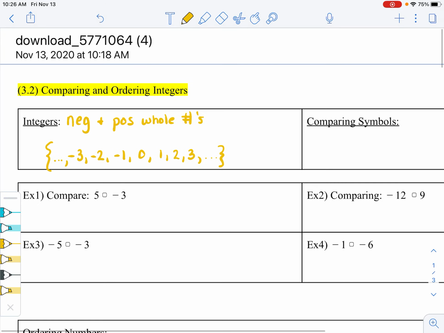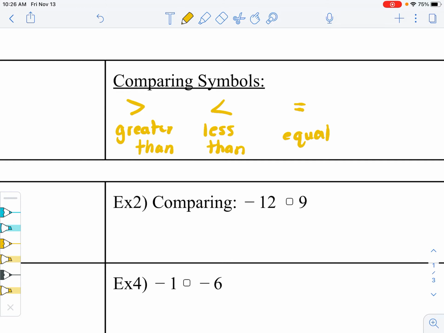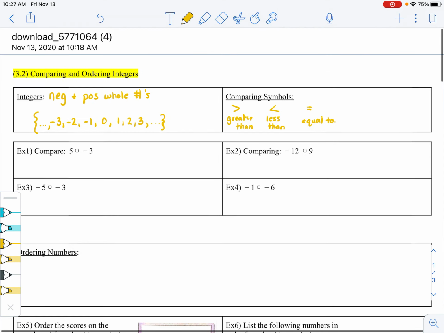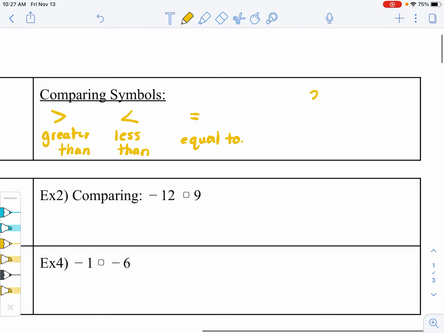Okay? Now we have symbols that we're going to use to compare. And these symbols are greater than, less than, and equal to. Okay? Greater than, less than, or equal to. Let's just remember one thing. On our number line, if I was comparing the numbers 2 and 3, we know that 3 is bigger, okay? But what happens when we're talking about negative numbers now?